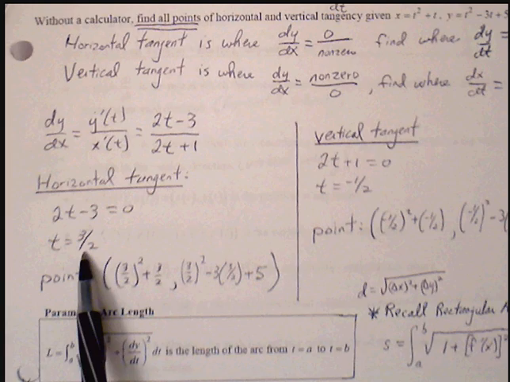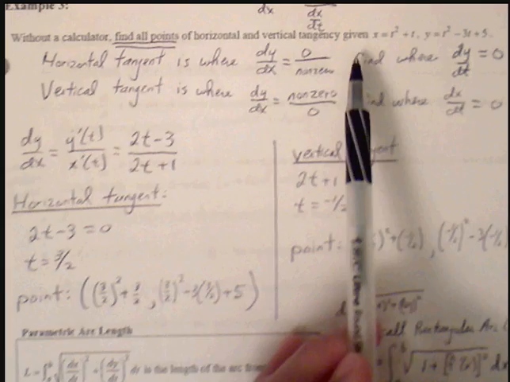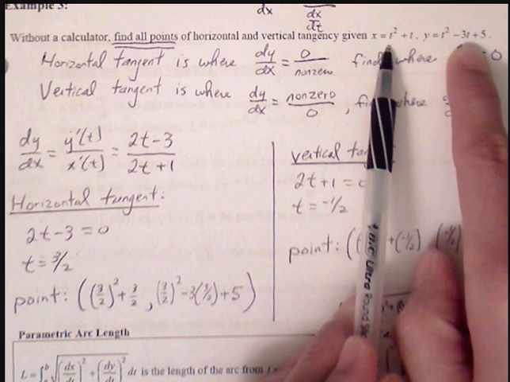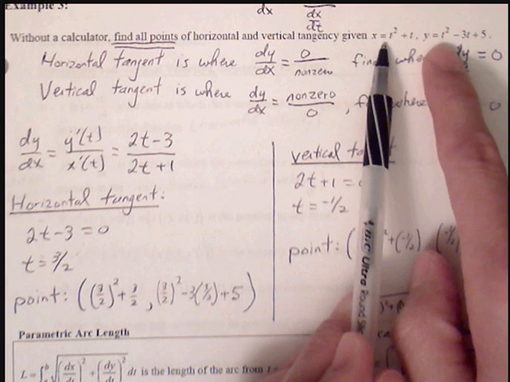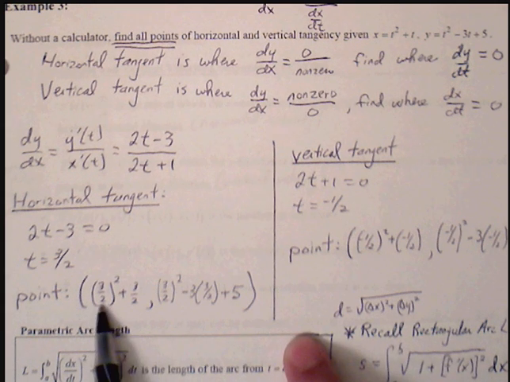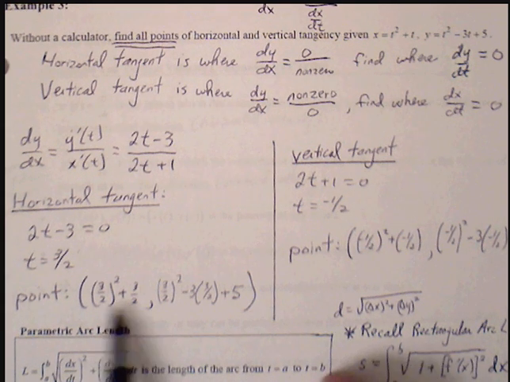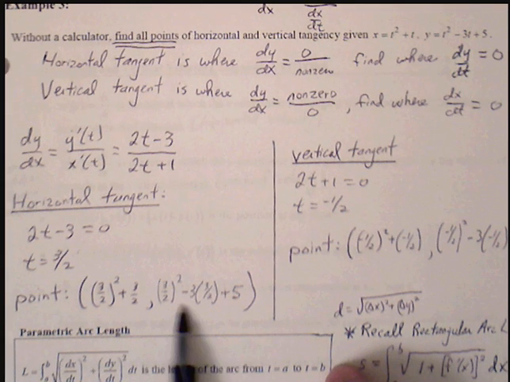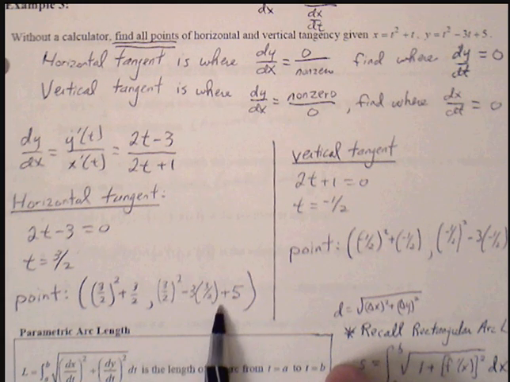So we simply plug 3 halves back into our parametric equations to find our ordered pair. Without a calculator, we can just write everything out, with no need to simplify. So this is my expression to represent the x value, and this is the expression to represent the y value.